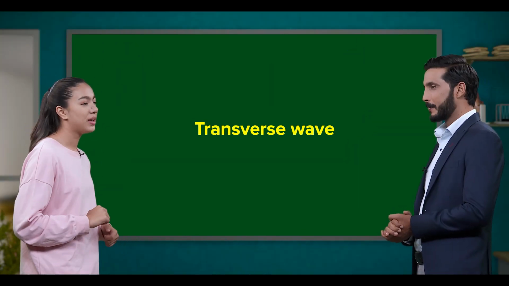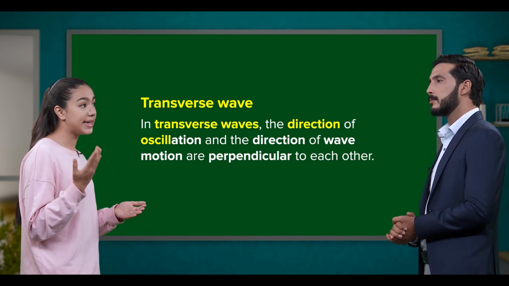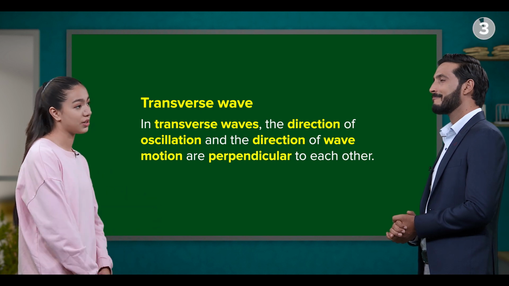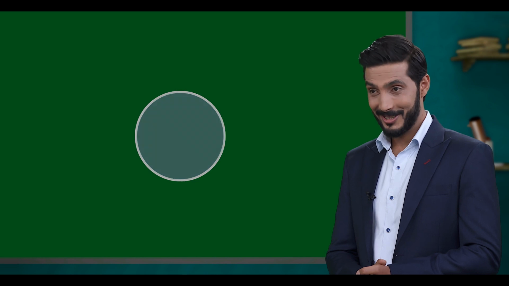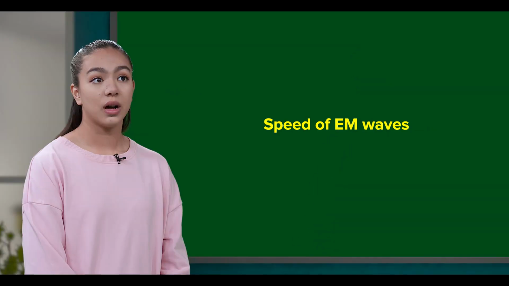That I do know. In the case of transverse waves, the direction of oscillation and the direction of wave motion are perpendicular to each other. Absolutely right. Now, can you tell me about the speed of EM waves?